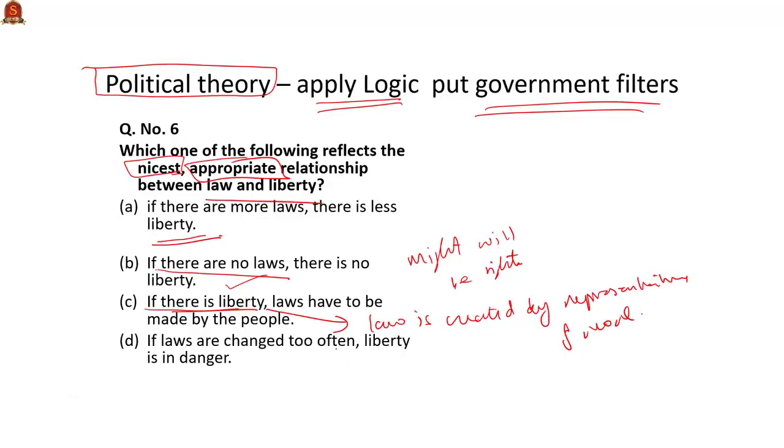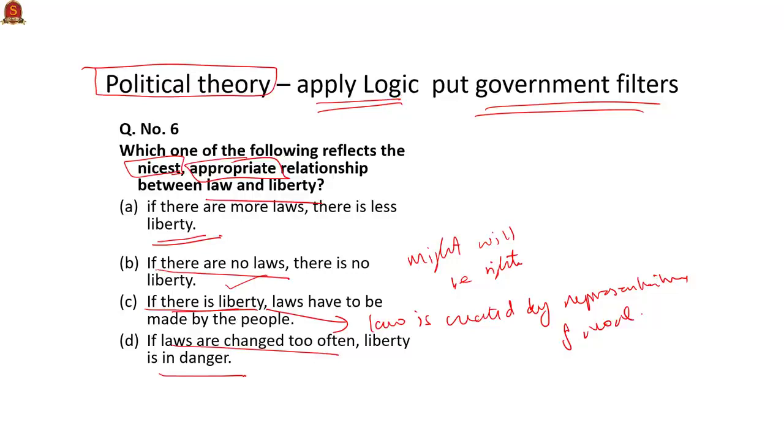Yes, when we are changing the law too often, when there is no predictability of the law, liberty is at risk. Maybe today there is freedom of press. Suddenly tomorrow the freedom of press is removed by some restrictions. The liberty of the individual is at stake. So when laws are changed too often, liberty is in danger. So this statement also appears to be correct.